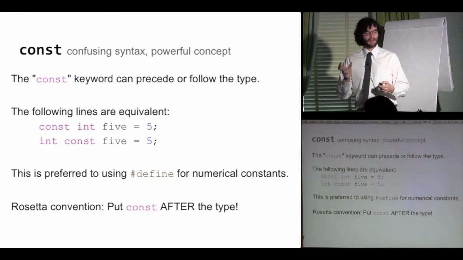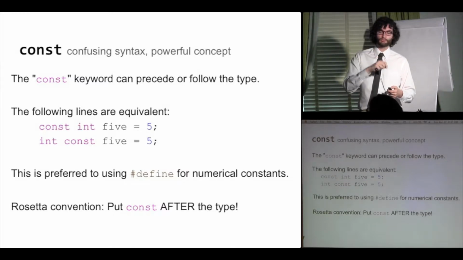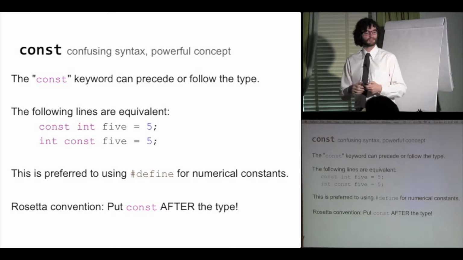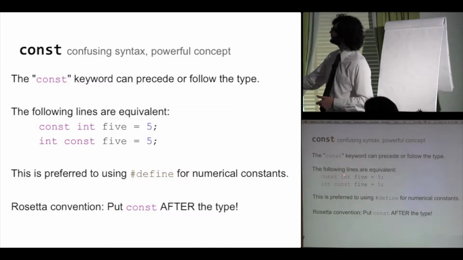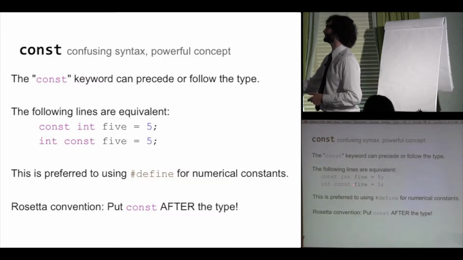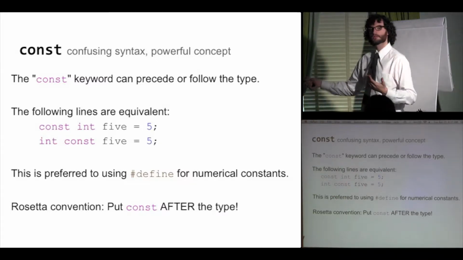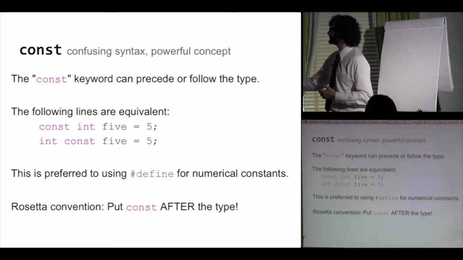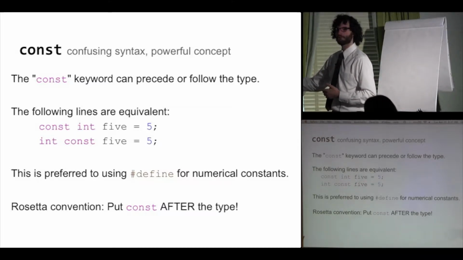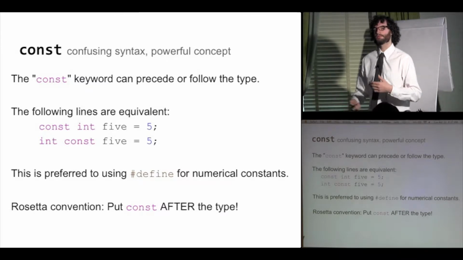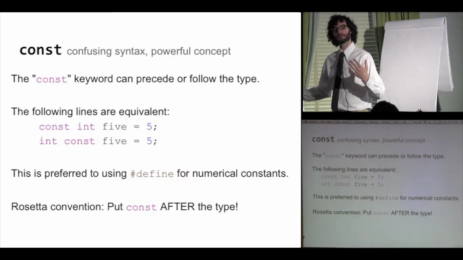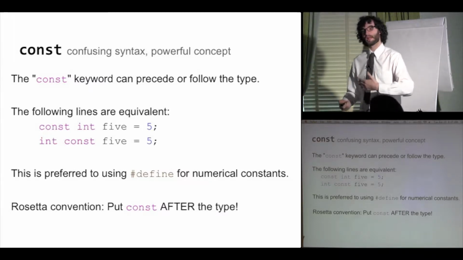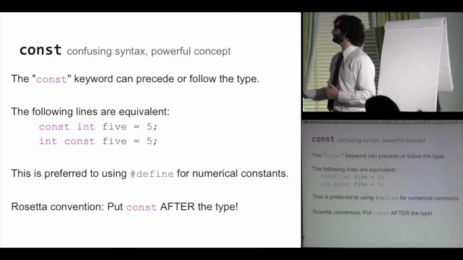So in C++, it's equally valid to put the const keyword before or after a type. It means the exact same thing. So the example I have is const int five equals five, and int const five equals five. Those are equivalent in C++. And this means that now this variable called five is unmodifiable. If you try and say plus plus five, you're going to get a compiler error. So the compiler actually enforces this.